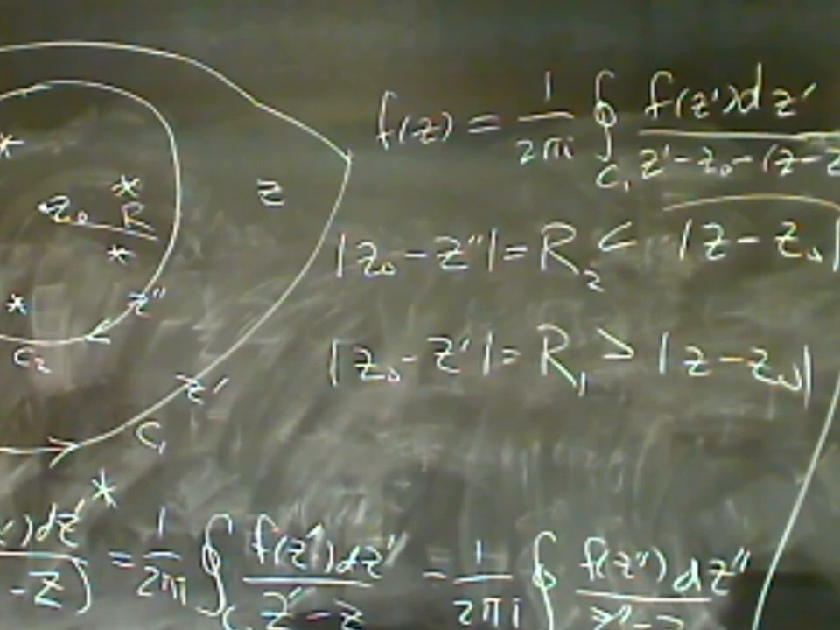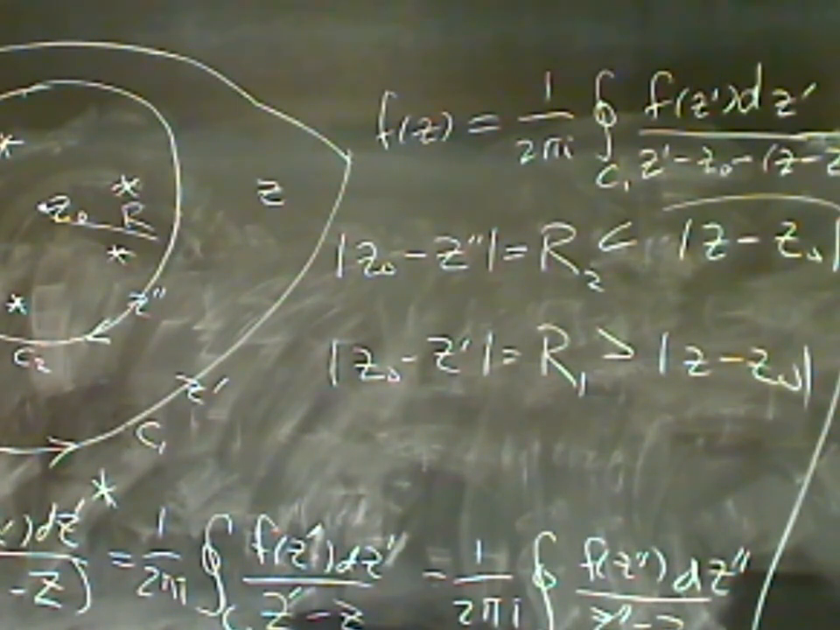So in the first case, we're expanding in powers of z minus z0 over z prime minus z0, and so this denominator, z prime minus z0, gets to very high powers, and we can pull out the z minus z0 in the numerator. Here, we're expanding in powers of z double prime minus z0 over z minus z0, in which case we can pull out the factors of z minus z0 in the denominator, and then we have lots of powers of z double prime minus z0 in the numerator, but of the integral. So that's where we are. Right, now these two integrals don't have z in them.